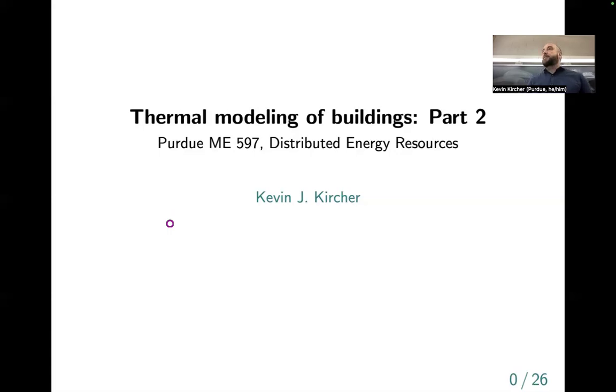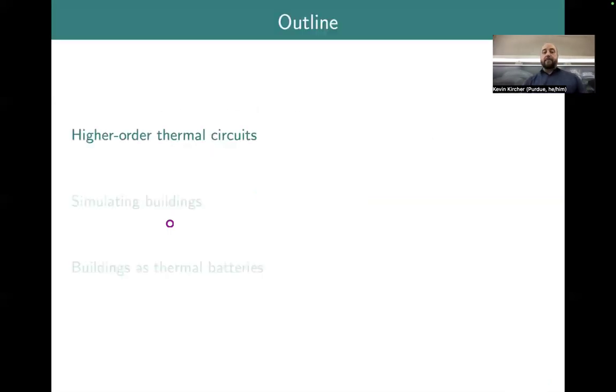Okay, so we're just picking up right where we left off. These slides talk about higher order thermal circuits. We talked about 1C, basically first order thermal circuits that had one temperature state. That was the last lecture and a half now at this point. And then we'll talk about 2C and then general higher order NC models. And then we'll talk about how you simulate buildings.